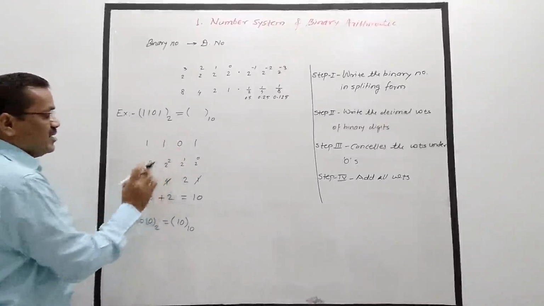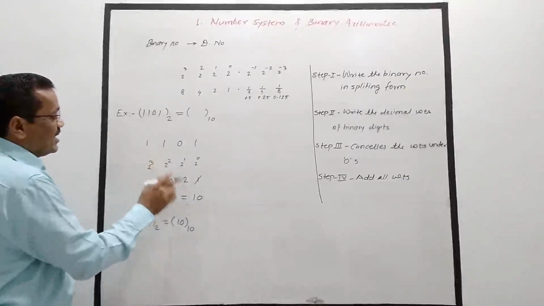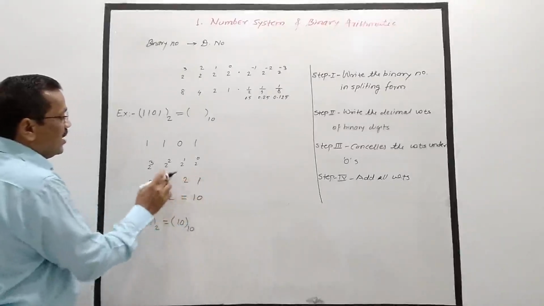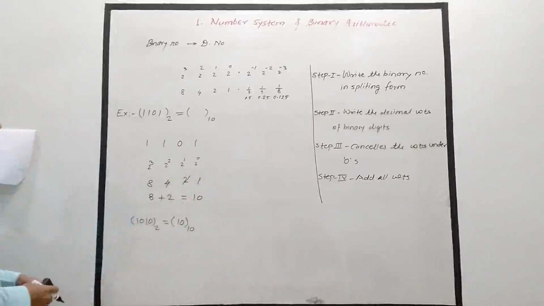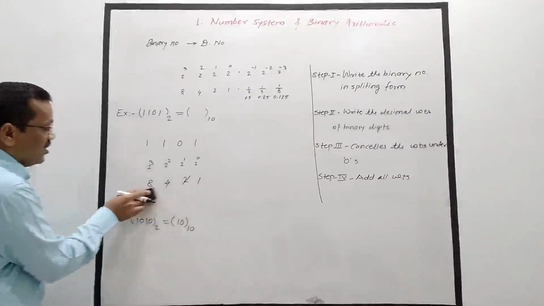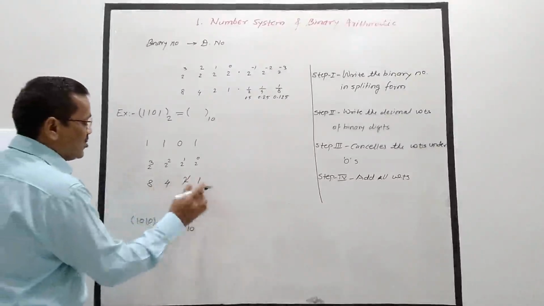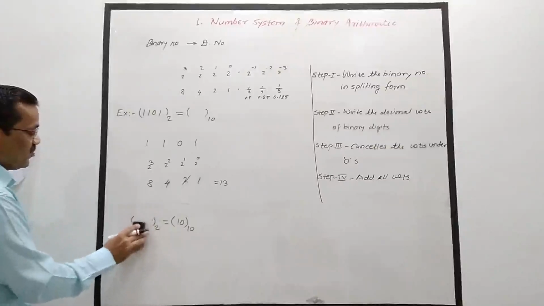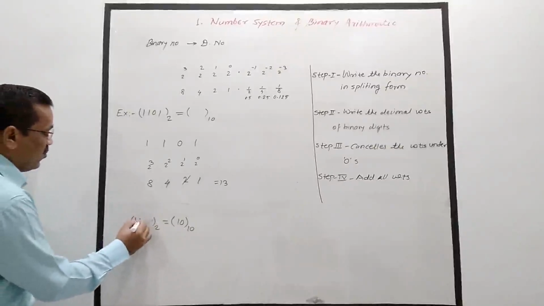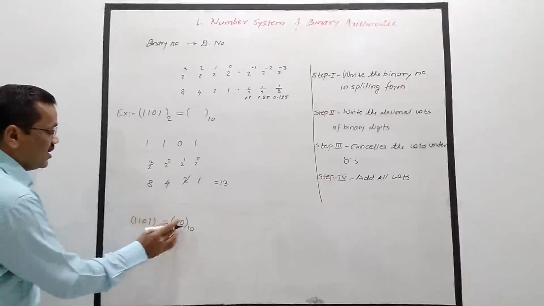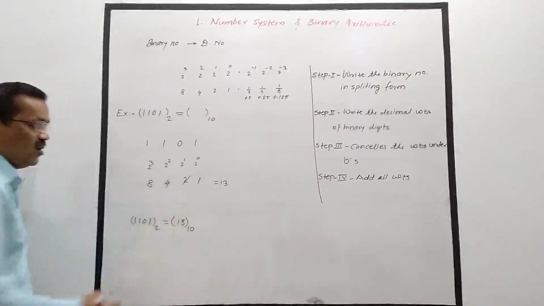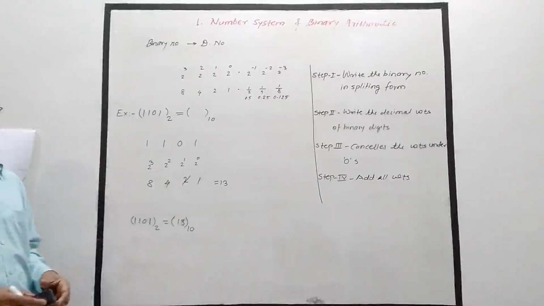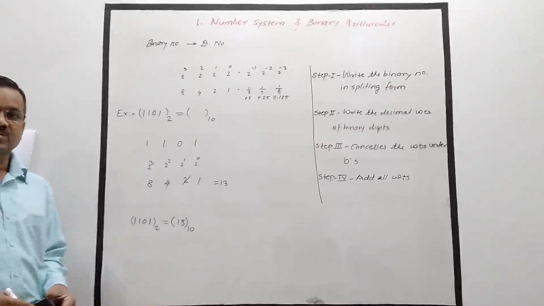Write the weightage under the digits. Cancel the weights under zeros. Now here only one weight is to be cancelled. Now adding all the weights. So 8 plus 4, 12 plus 1, 13. So it is 13. Now in this way, binary number 1101 is equivalent to 13 of decimal number. So students, in this way we can convert the binary number into its decimal equivalent.